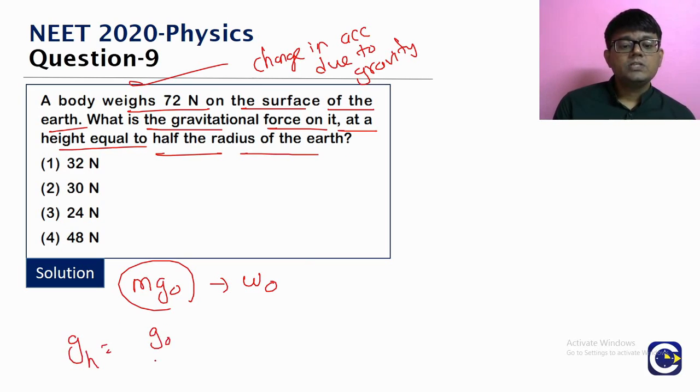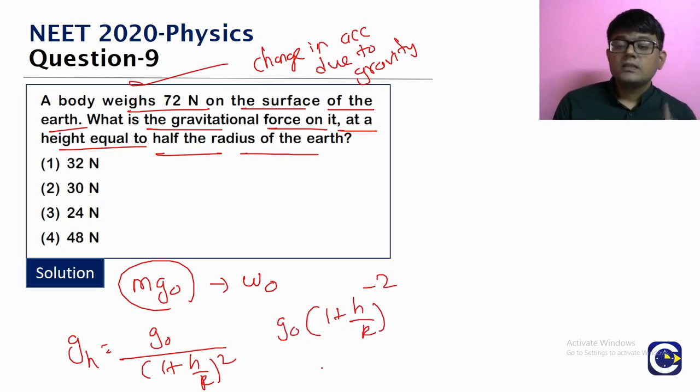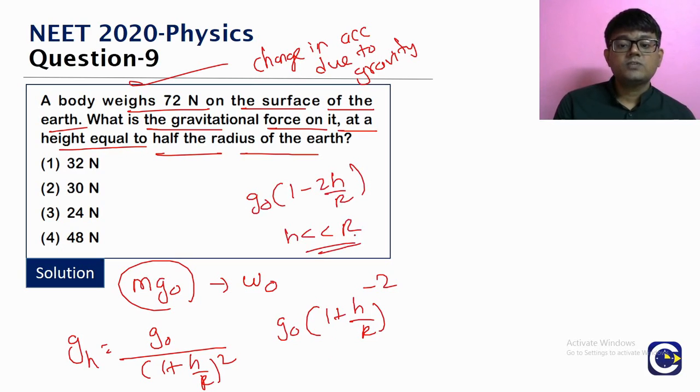It will be g0 divided by (1 plus h by r) the whole square. Sometimes we'll also write it as g0 into (1 plus h by r) whole power minus 2. Now there is one more simplified result, that is g0 into (1 minus 2h by r). This we will use when the value of h is very small in comparison to r.